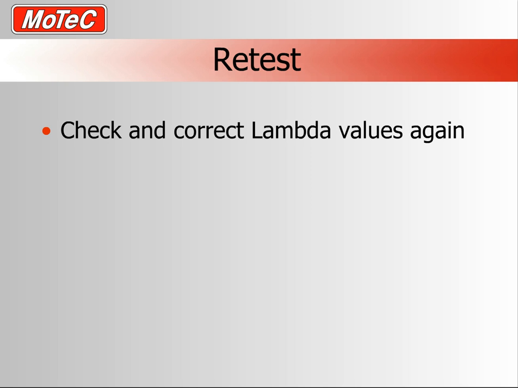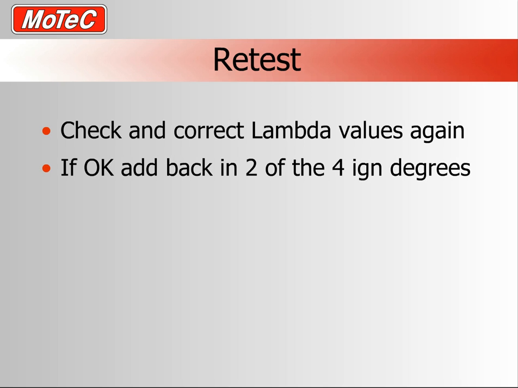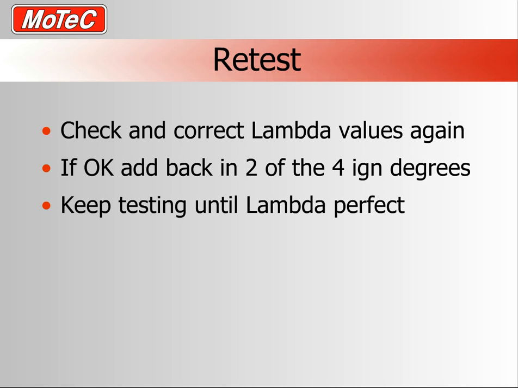So after that we simply want to retest, do the same test again. Maybe the driver's gone out for another test session, and we simply repeat the process. If it's okay and it's close, we can add some of that timing back in. As we can see the air-fuel ratio is getting better and better and in the range we want it to be, we can keep testing, keep getting the lambda right, and maybe put that timing back in.